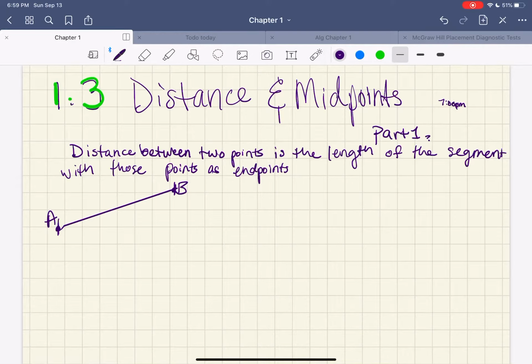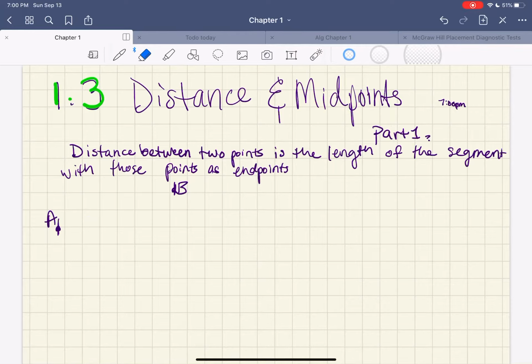At the time of recording, I am not completely sure how long distance is going to take, so this might be part 1 of 2. It might just be the whole video, not sure. But distance is the length of the segment between those 2 points as endpoints.